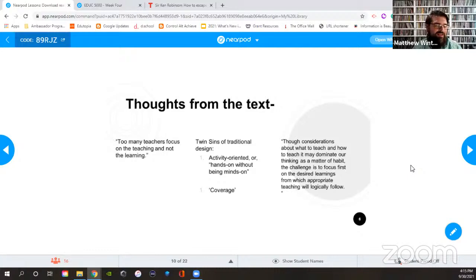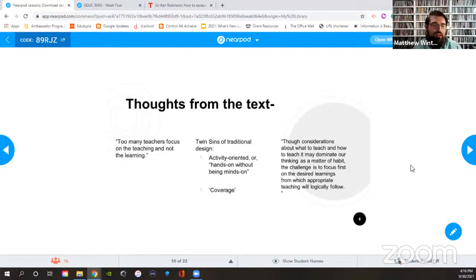The second quote here, twin sins of traditional design, action-oriented or hands-on without being minds-on. So we are giving a student a worksheet, a project, something to do to keep them busy rather than actually turning on their minds and getting them excited. I always think about, and not to pick on anybody that's ever done this, because I have done it as well, crossword puzzles. I remember doing a lot of crossword puzzles in certain classes when I was growing up. And yeah, finding a word in a jumble is fine, or doing a puzzle is fine, but is that really the best use of time to activate student learning and engagement throughout the process?